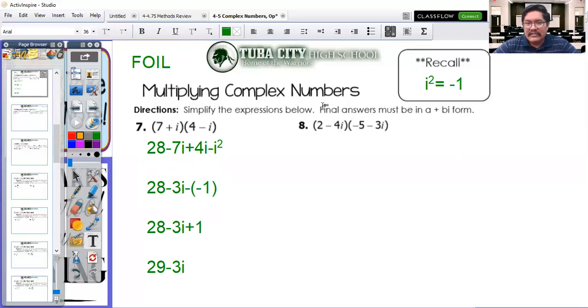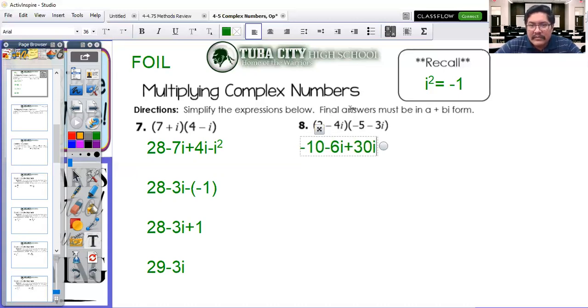All right, looks like we're going to have to do this again using FOIL. So let's do the first two numbers together. This is 2 and negative 5, so that'd be negative 10. The second step would be O, the outside numbers, so that's 2 times negative 3, which is negative 6i. Now the third step would be the inside, these two numbers here. That's negative times negative, which is positive, and 4 times 5 would be 30. There is one i, so it'll remain as one i.